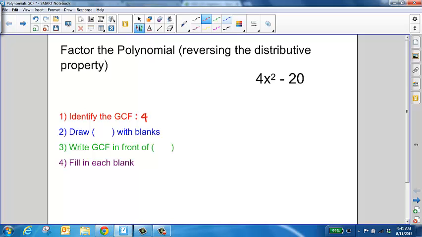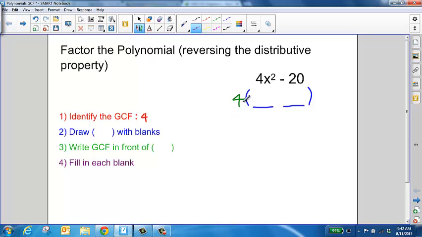The next thing that we're going to do is draw a set of parentheses and create some blanks on the inside. Now, since this is a binomial and has two terms, we want to draw two blanks inside of our parentheses. Now we want to bring our GCF out in front. And as you can see, this is taking on the form of something that you would actually distribute if you wanted to multiply that 4 back into the parentheses. So what we're going to do is undo that multiplication that has taken place.